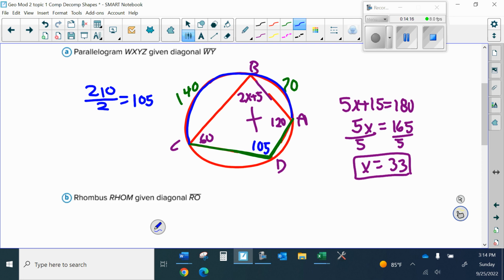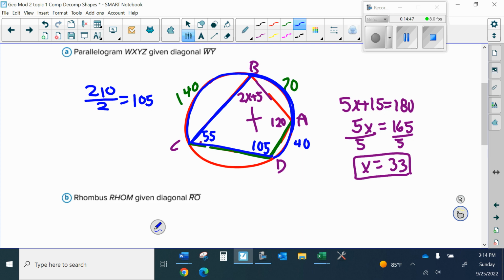And if they told me this was, say, 40, well, then I would have this one over here, because remember, that to there makes that arc right there. That's 110 divided by 2 is 55. Got to make that 55.